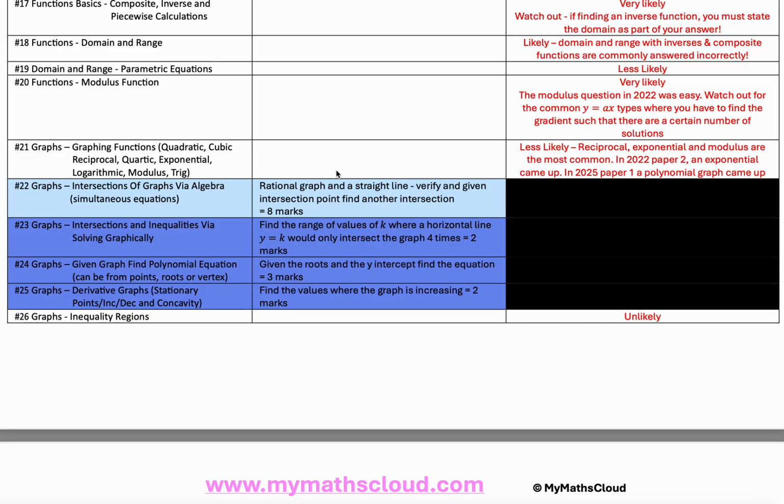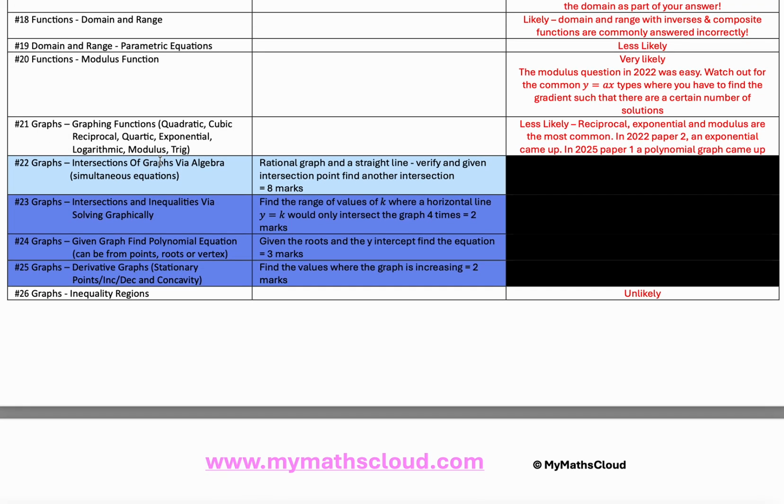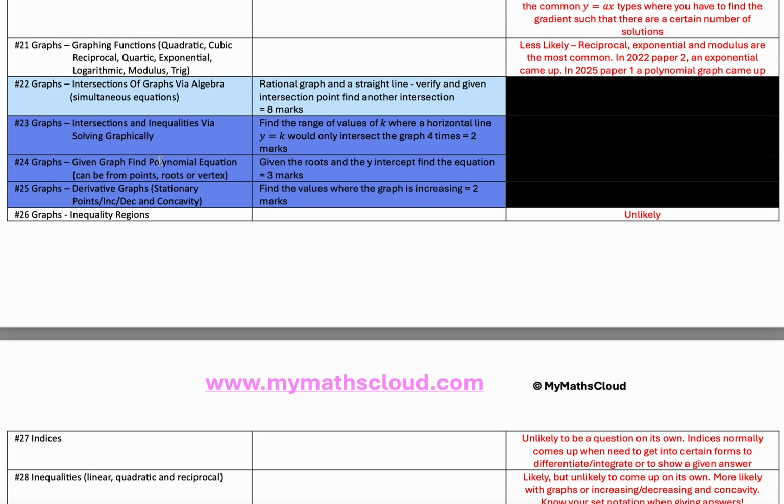So I would say if it is a modulus function, your first thought should really be how many times do I want it to touch, and then what does the slope have to be, rather than going straight to the discriminant. Graphs, exponential was the one that came up for 2022, so they could ask you to graph that. Very unlikely a polynomial because one's already come up, the quartic. So I would just learn well your reciprocal ones and your exponentials.